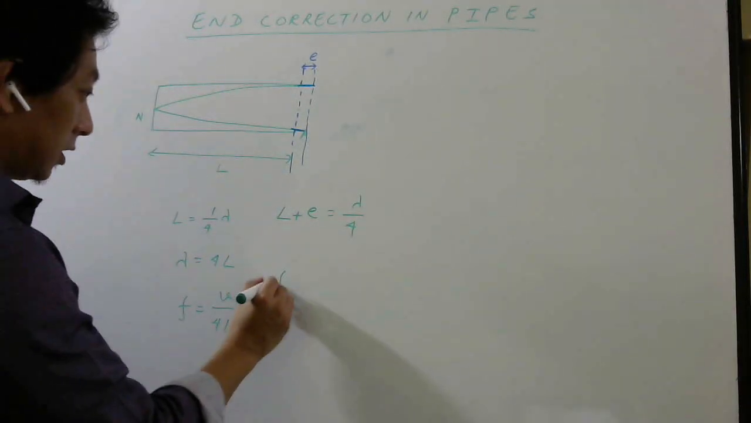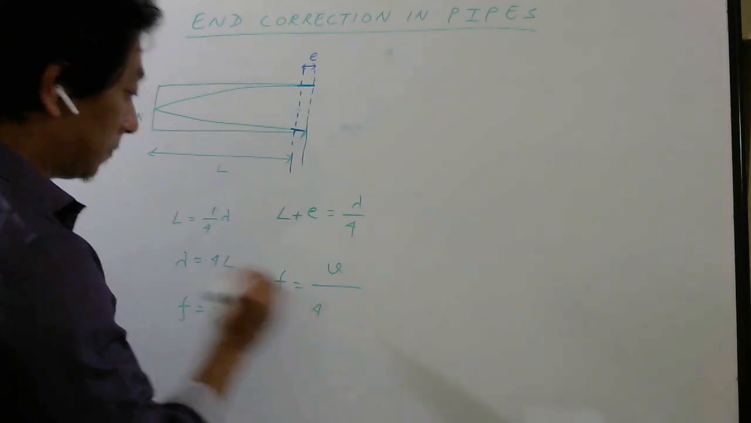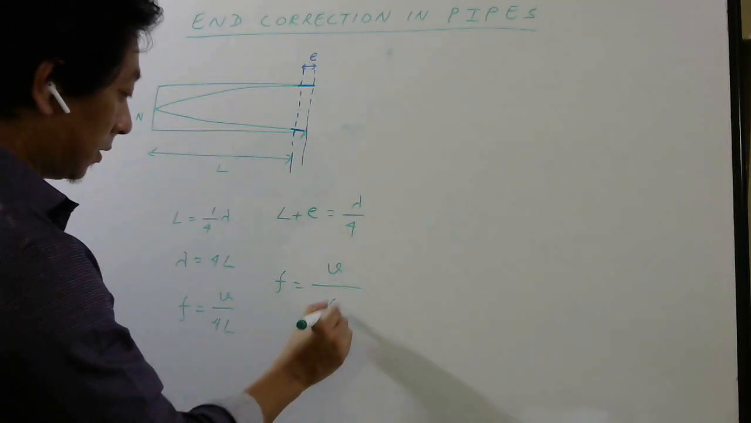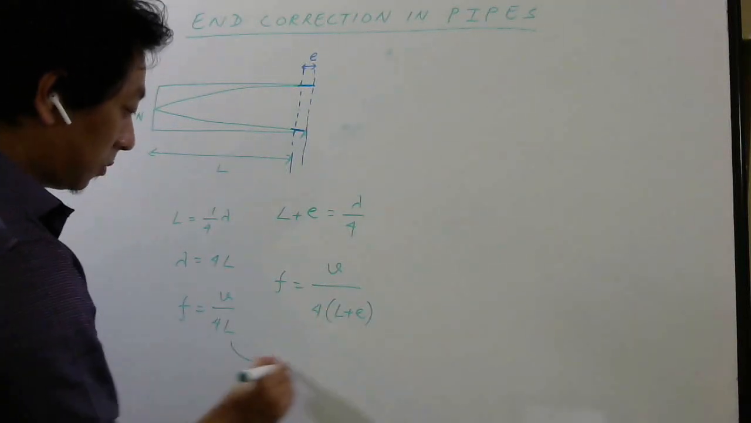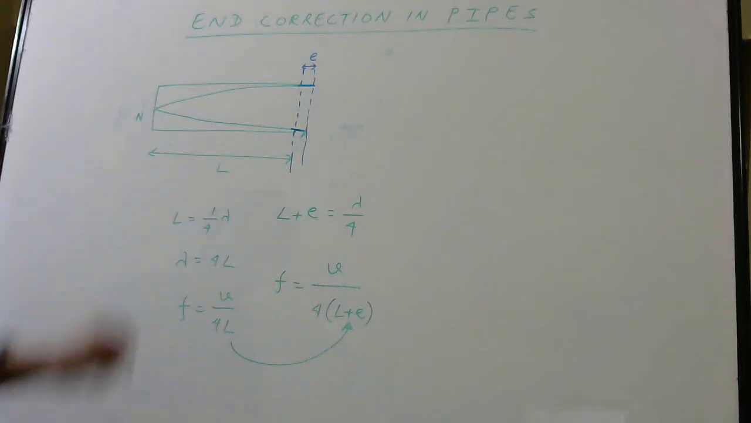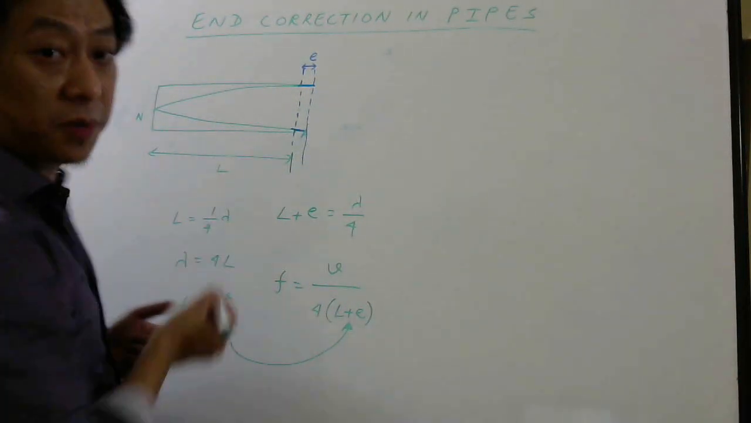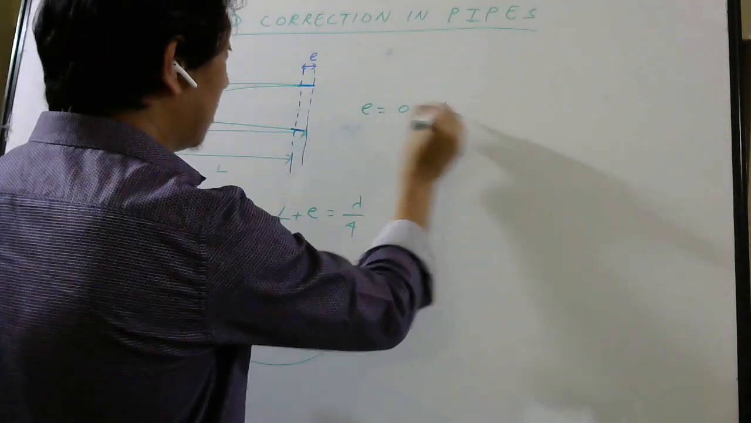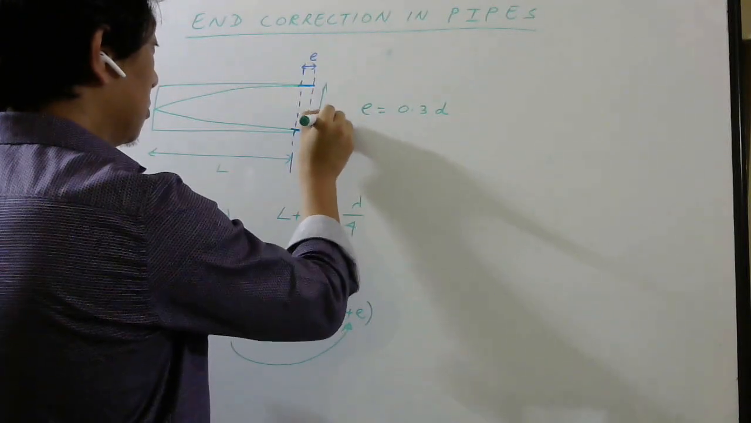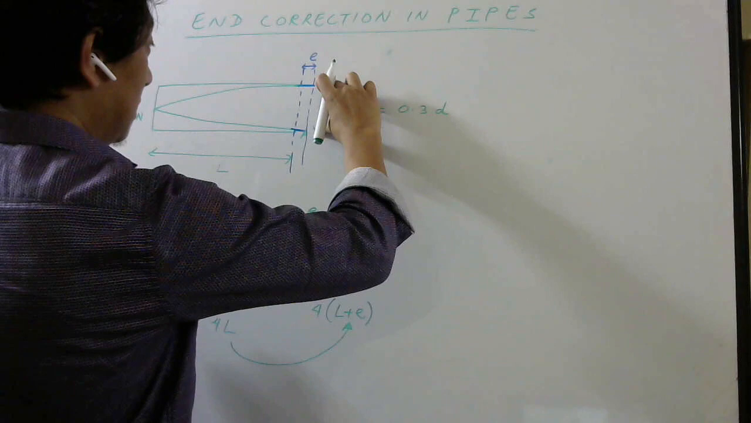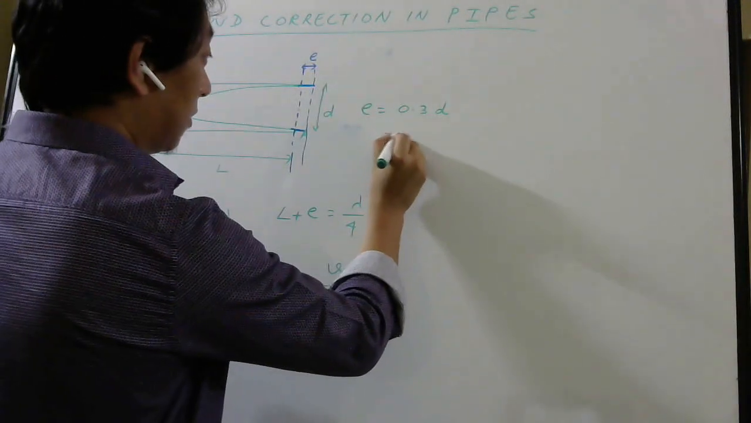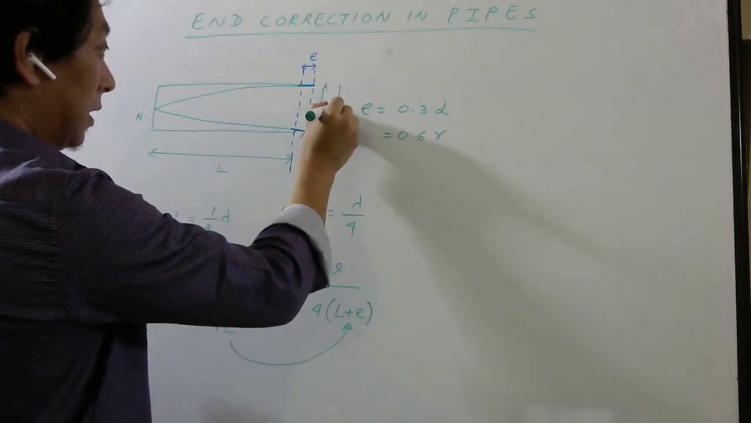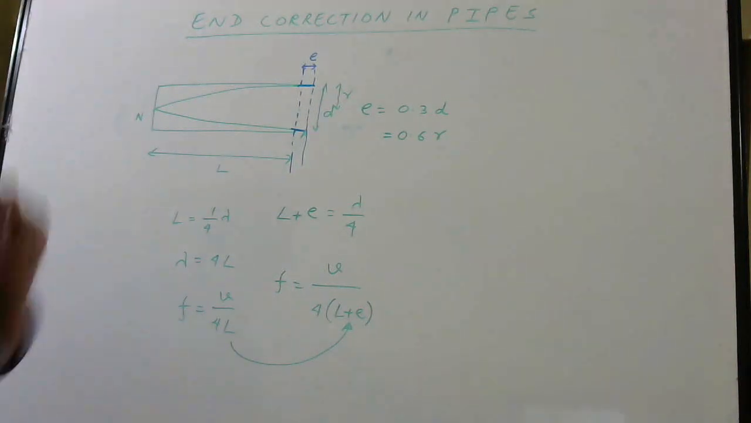So the fundamental frequency will be what? v by 4L, and L will now be, see, the length will be 4 times L plus E, so L has to be replaced by L plus E. Now what is E? Detailed experiments have been done to show that E is equal to 0.3 times the diameter of the pipe. Usually this pipe will be cylindrical, so D is the diameter. And if you write in terms of radius, it will be 0.6 times radius, where R is the radius. So this happens in case of a closed pipe.